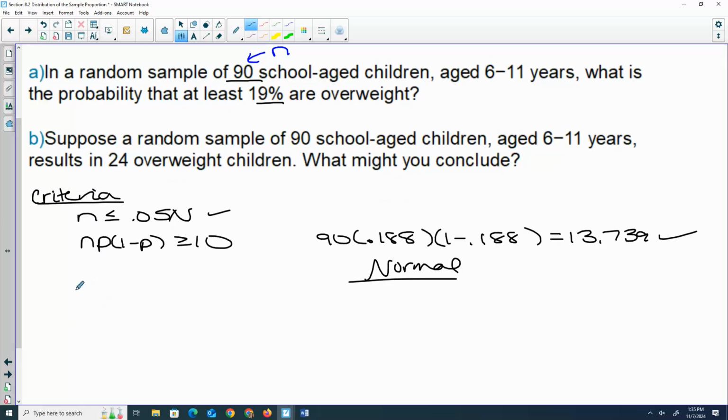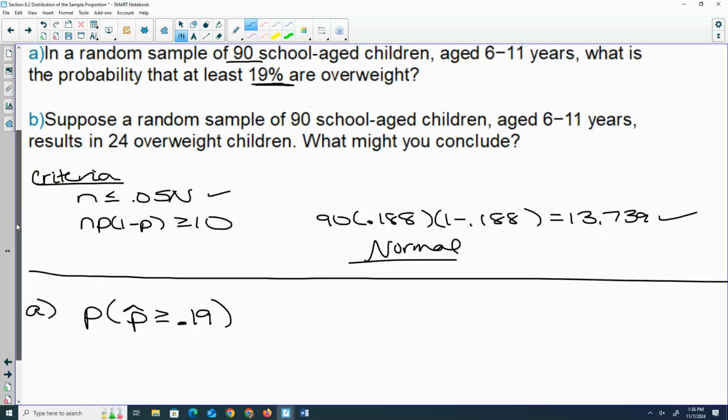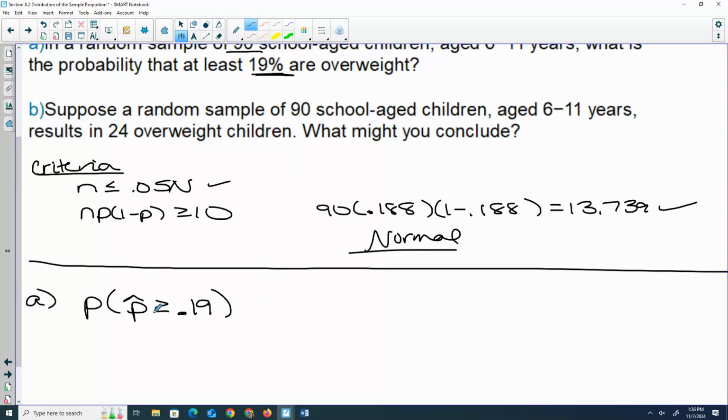So now let's figure out what it's actually asking us to find. We're finding the probability that at least 19% are overweight. This is talking about a percent, so that's like our P hat. At least means that many or more. So we're finding the probability that a P hat or a proportion is greater than or equal to 0.19. What do we have to do to that though? We have to get the z.